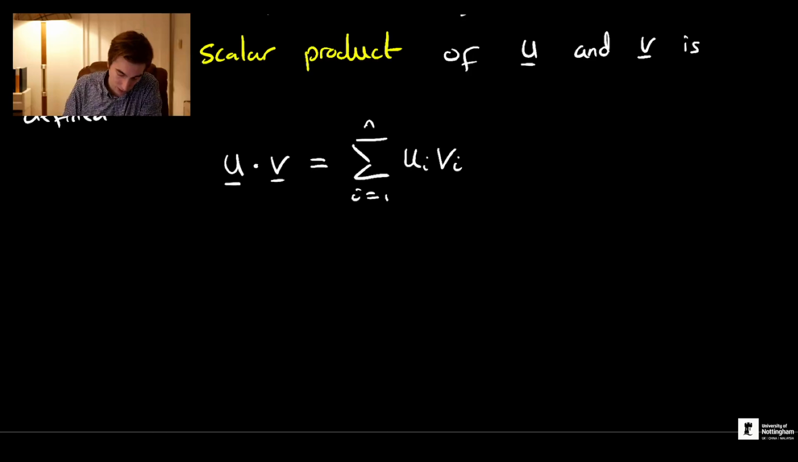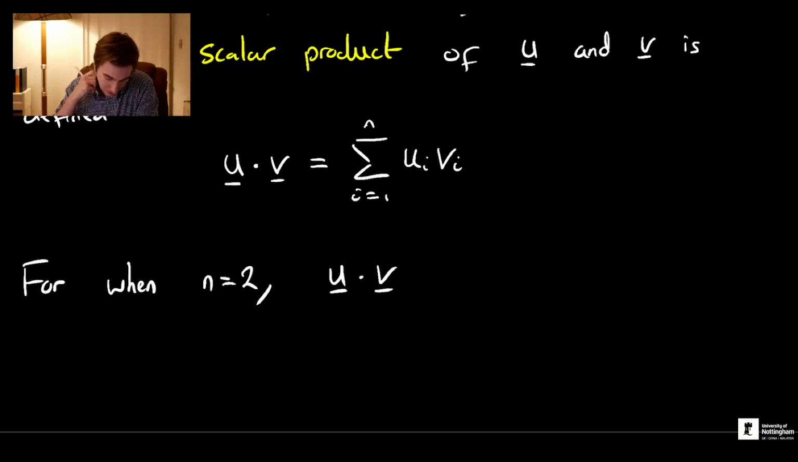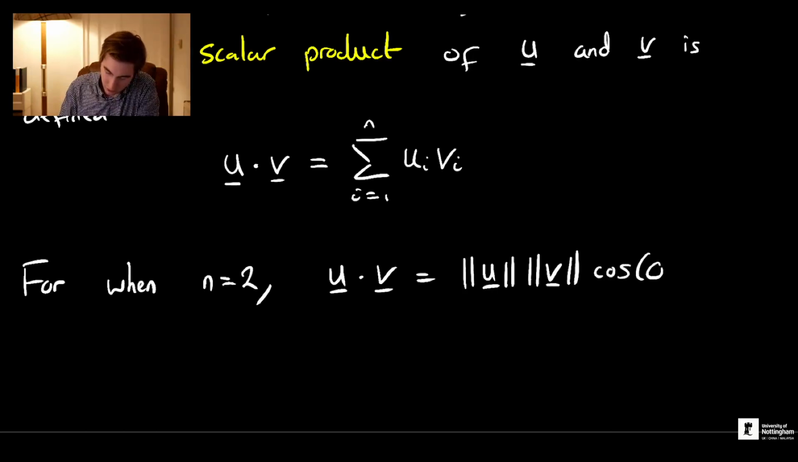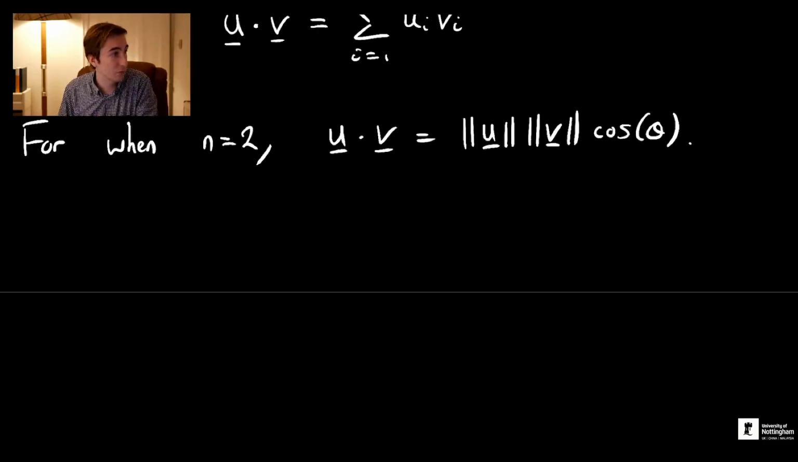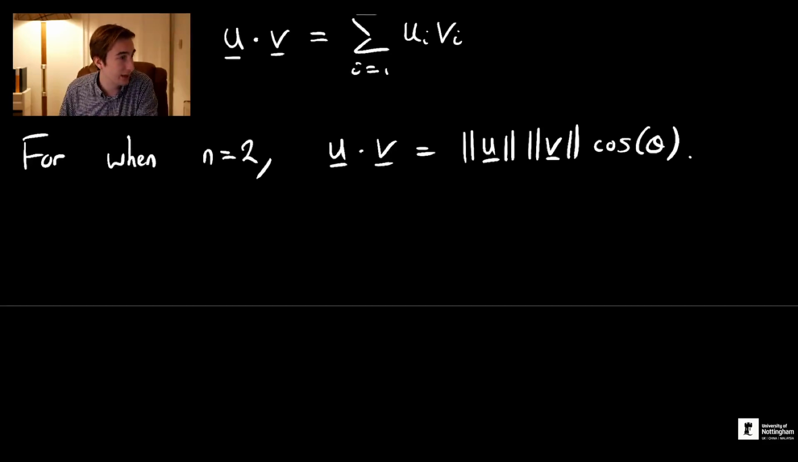So for the cosine rule, let's just look at when n equals 2. The angle between these two vectors u and v satisfies the property that u dot v, the scalar product, is equal to the norm of u times the norm of v times the cosine of the angle between them. And that just follows immediately from the cosine rule that you know from GCSE. Now, similarly, you can also do this for when n equals 3, which would give the exact same result.